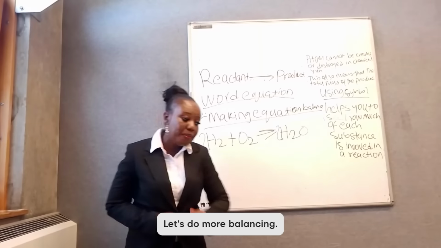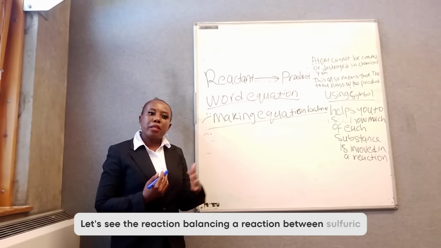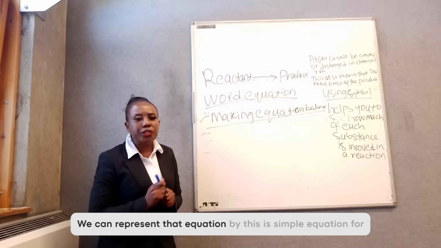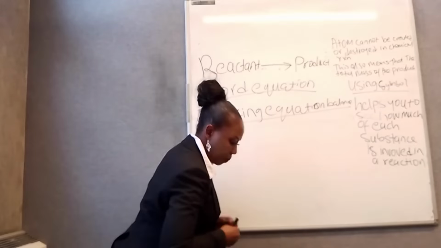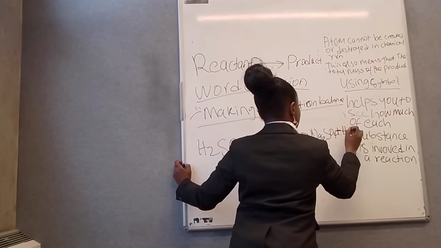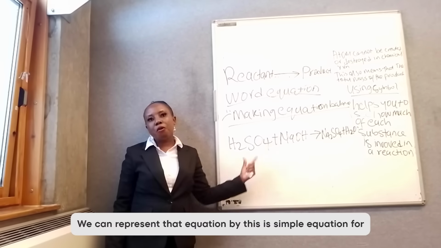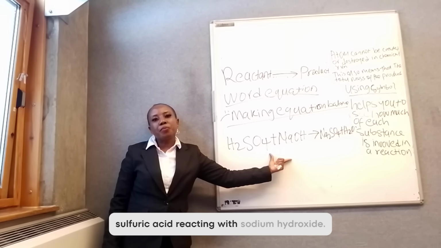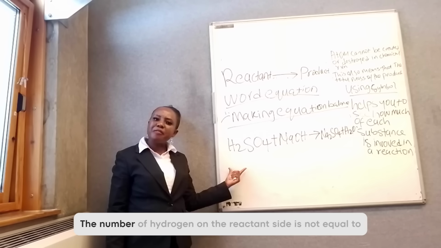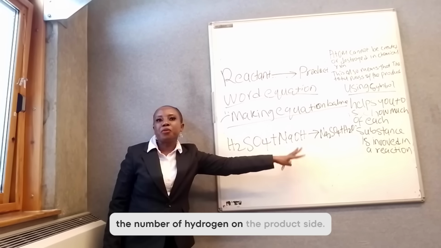Let's do more balancing of chemical equations. Let's see the reaction between sulfuric acid and sodium hydroxide. This is the simple equation for sulfuric acid reacting with sodium hydroxide. If you look at this equation, it's not balanced because the number of hydrogen atoms on the reactant side is not equal to the number on the product side.